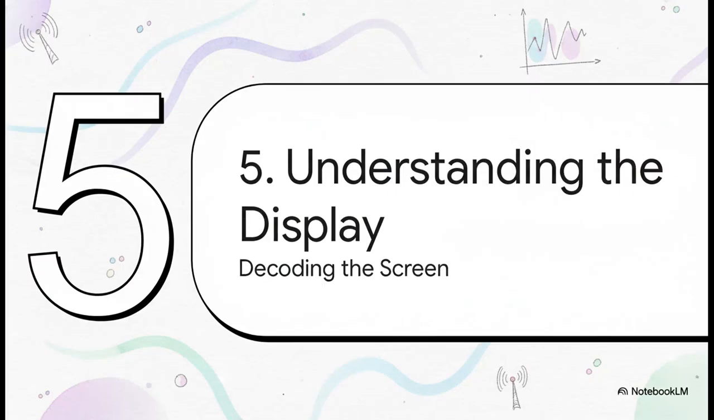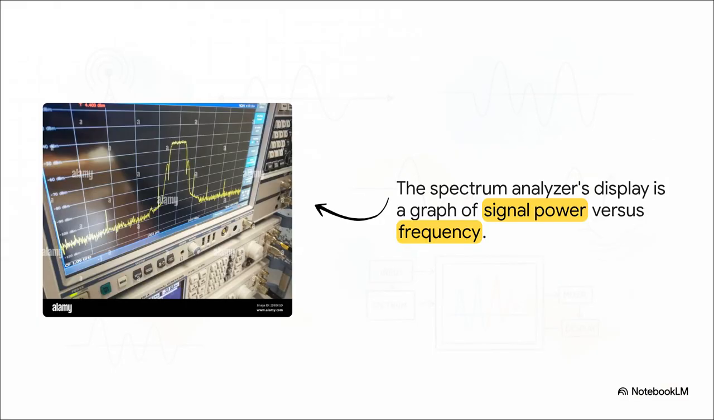Okay, so we've covered the what, the why, and the different kinds of analyzers. Now let's tackle the display itself. I know it can look a little intimidating at first, but I promise it's really just a simple graph. And here it is. At its very core, all that screen is showing you is a plot of signal power on the vertical axis versus frequency on the horizontal axis. That's it. A signal that's higher up is stronger, and signals move to higher frequencies as you go from left to right. Simple as that.